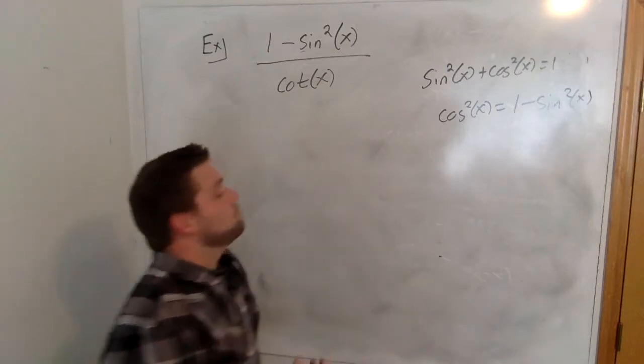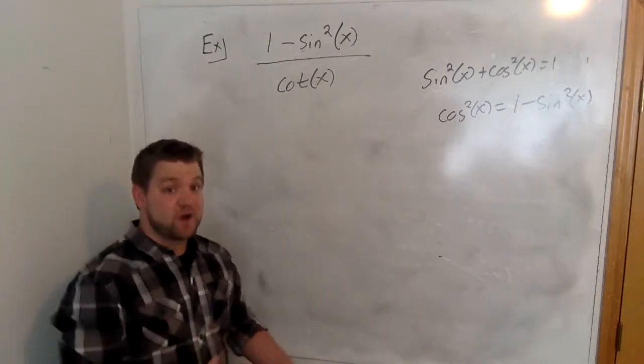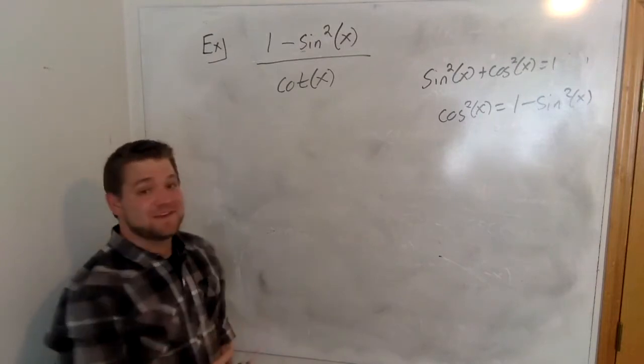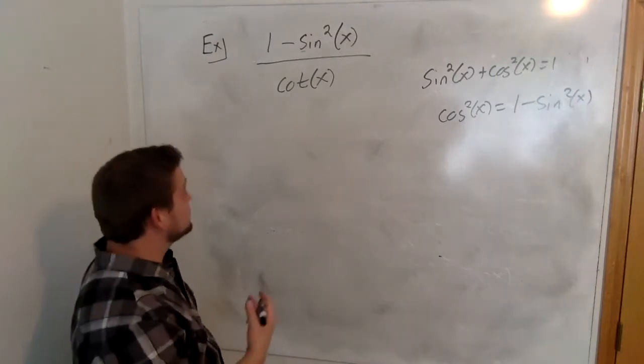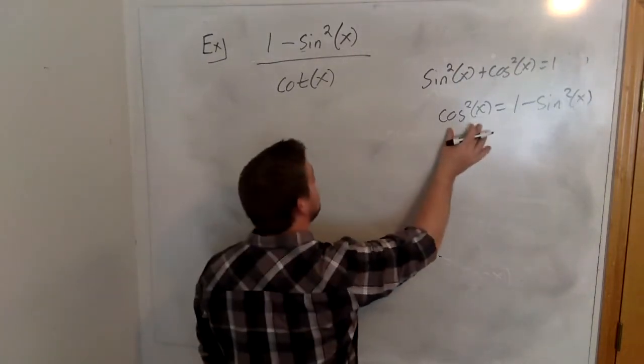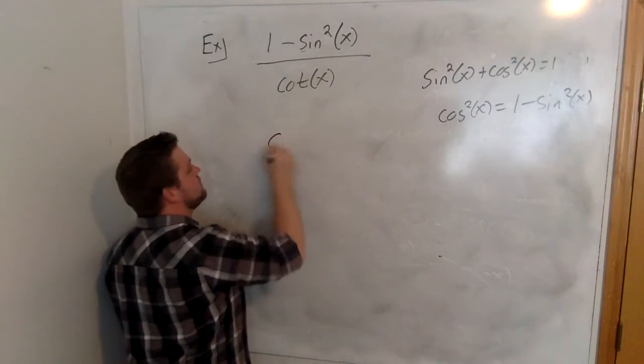So if you're ever playing around with these and you see a sine squared or a cosine squared hanging around somewhere, you're probably going to want to be thinking about Pythagorean identities. And that's what this example is doing. So 1 minus sine squared is the same thing as cosine squared. That's a great first observation.